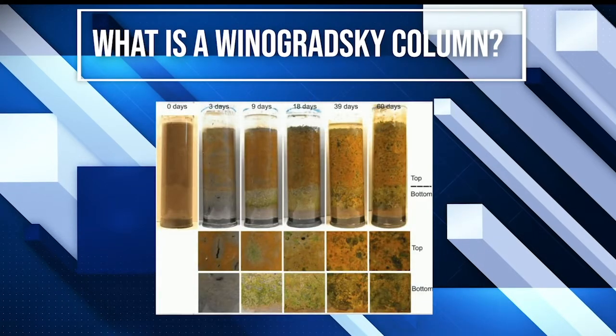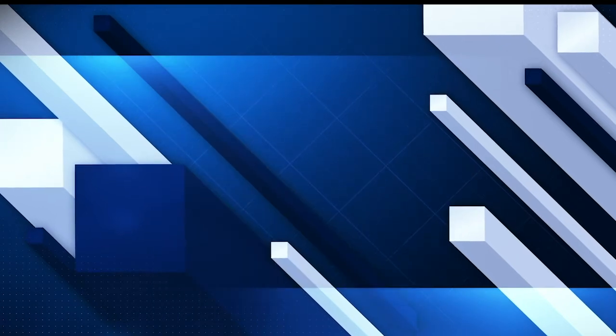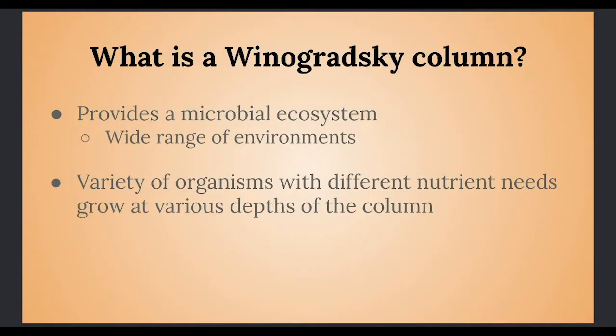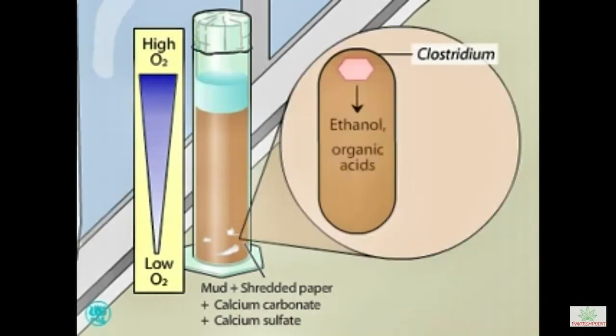So, what is a Winogradsky column? It is a jar or column that contains sediment and groundwater to provide a microbial ecosystem that fosters bacterial growth. Within this column is a wide range of environments, providing different nutrients essential for bacterial metabolic processes. For example, cyanobacteria are photosynthetic, so they require light and water to survive. Therefore, they are at the top of the column. On the other hand, Clostridium bacteria prefer anaerobic environments, so they are at the bottom of the column.